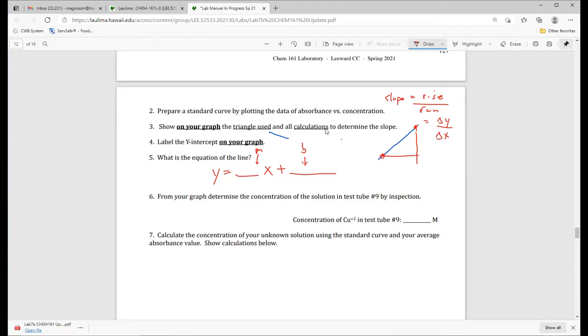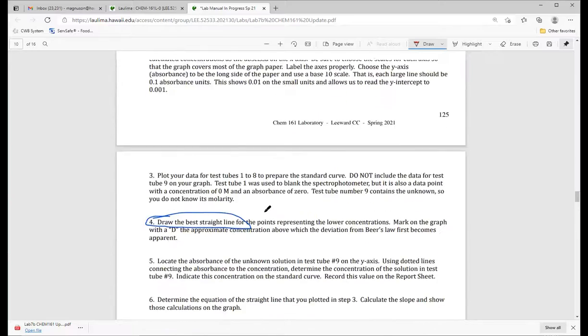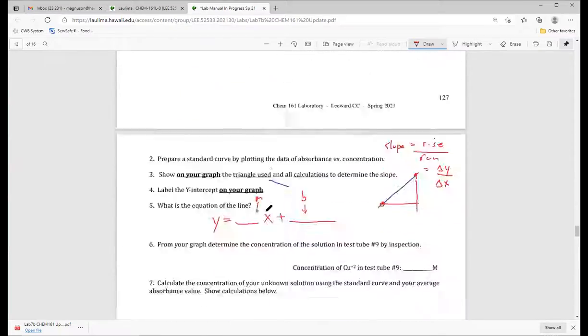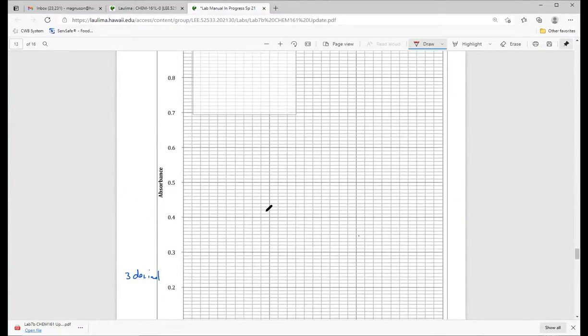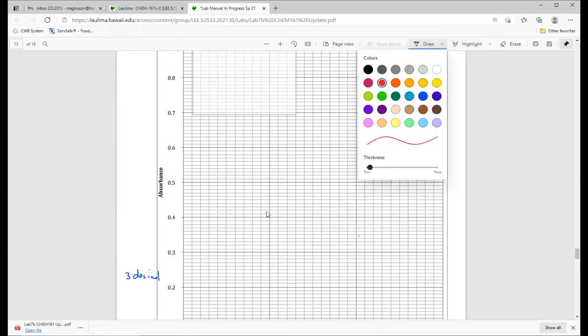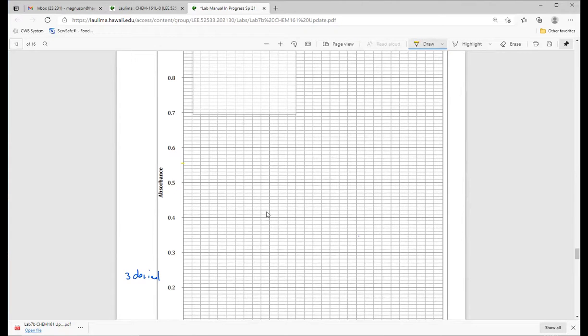And then from the graph, determine the concentration. And so that's where from the graph, you're going to go. From the graph, you'll have your graph. Where'd the graph go? From the graph, you'll record the absorbance of, say, your unknown. Say your unknown has an absorbance here. Say that's your unknown.